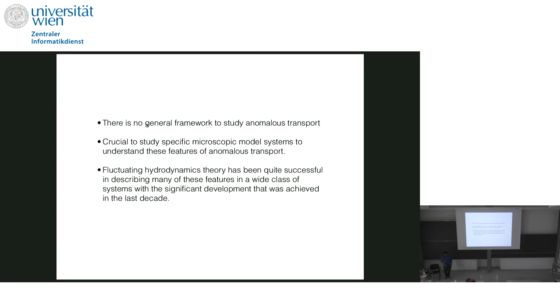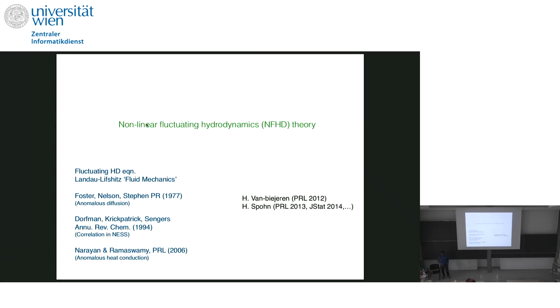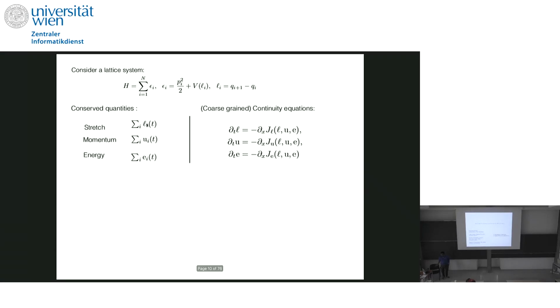So these are some features of anomalous transport. There is no general framework to understand anomalous transport, and that's why it's crucial to study specific microscopic model systems to understand these features. However, using fluctuating hydrodynamics theory, one can describe many of these features in a wide class of systems, especially with the recent developments of the last decade, known as nonlinear fluctuating hydrodynamics theory. Let me briefly describe this theory.